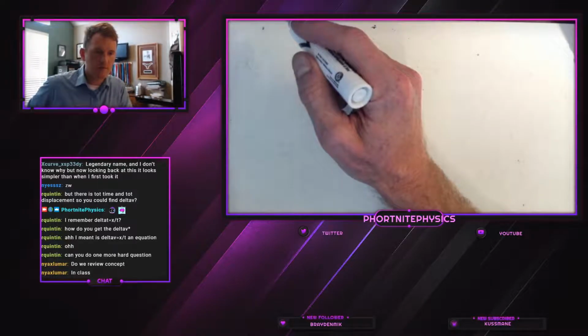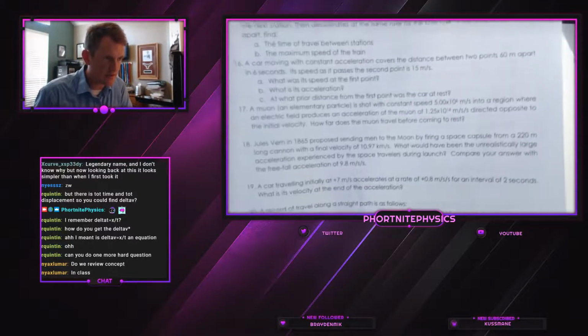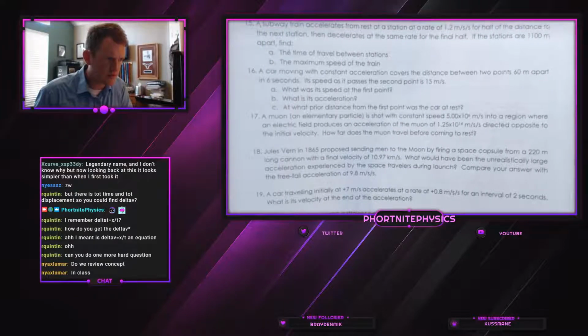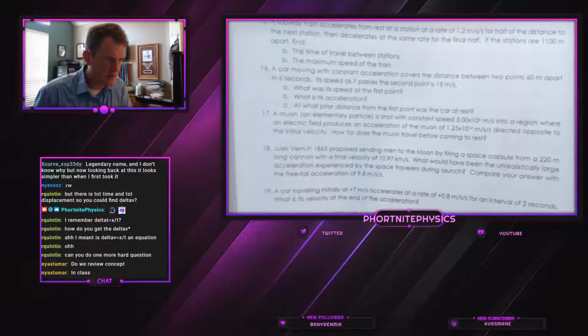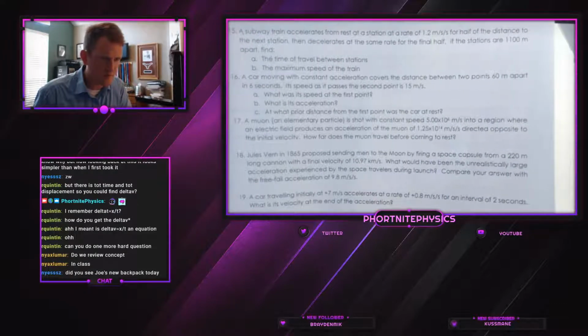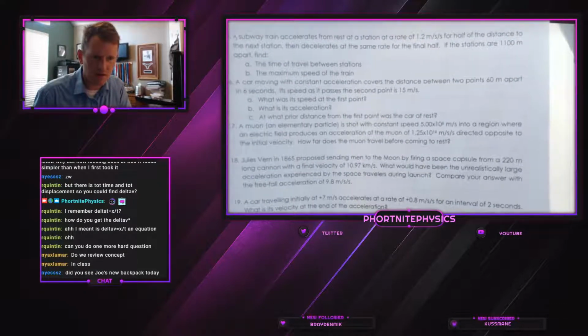A car moving at a constant acceleration covers the distance between 2 points 60 meters apart in 6 seconds. Its speed as it passes the second point is 15 meters per second.